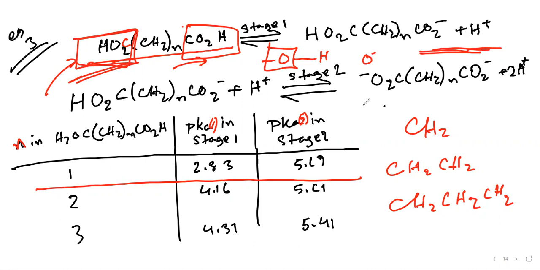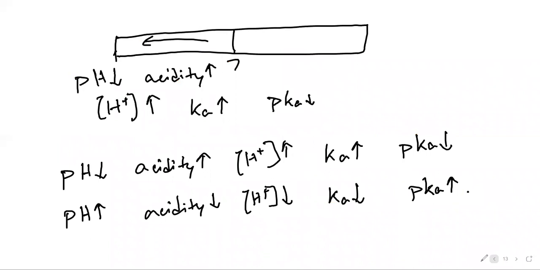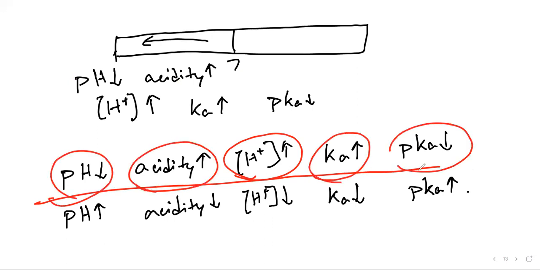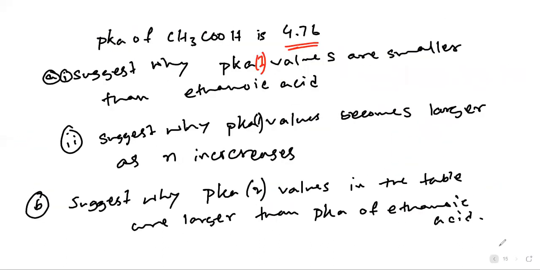If very little negative charge is on the oxygen, that means H plus is able to roam around freely. It's more stable, which means the acidity is greater. So a higher concentration of H plus will be in the solution. From this we know that if there is more H plus in the solution, the acidity is greater, pH is lower, Ka is greater, and pK value is lower. See, the pK value is lower.